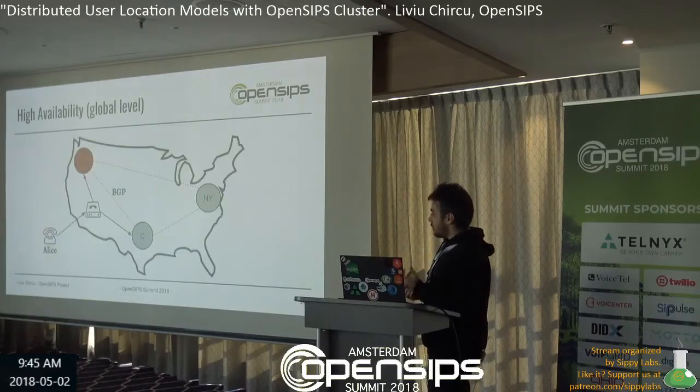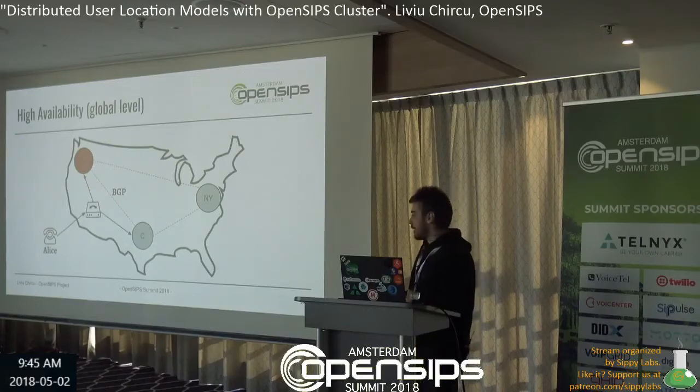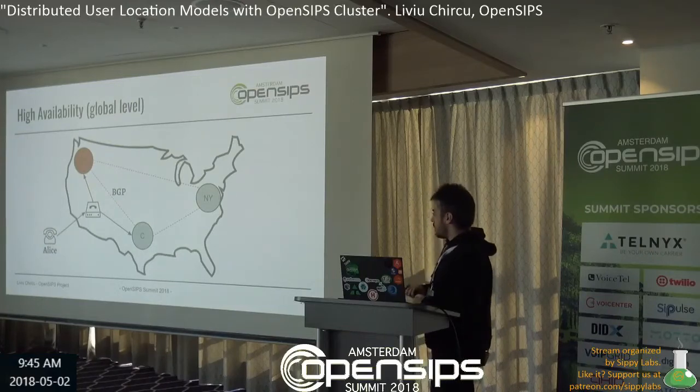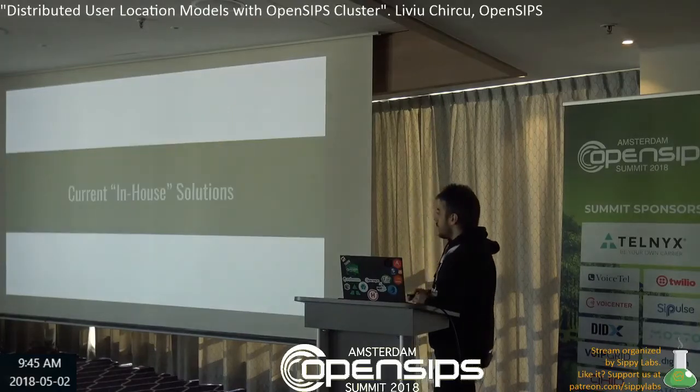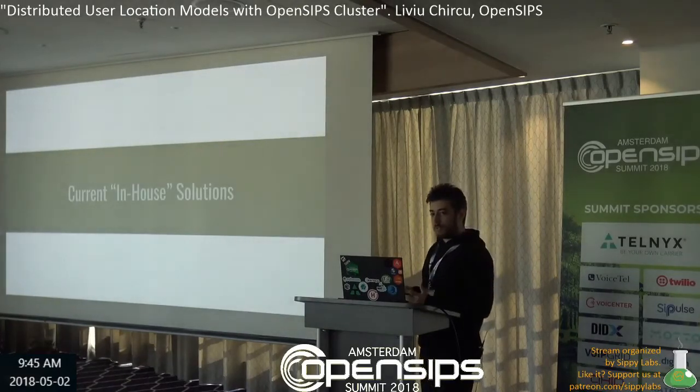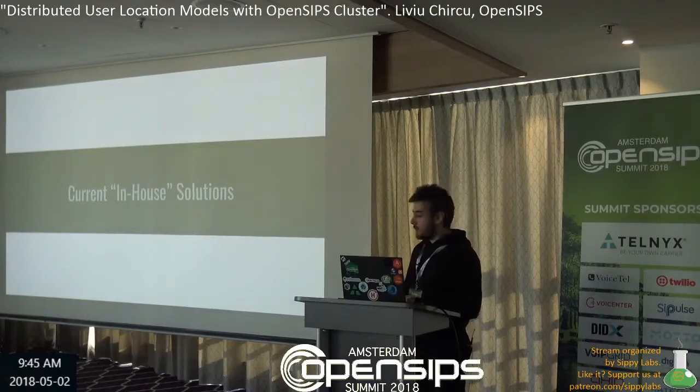But some providers want it at global level. And this is what Rezvan presented yesterday. They might have this type of BGP-enabled network that is capable of withstanding a whole POP going down. And Alice is still unaffected, her user experience stays the same. And so these are the problems.